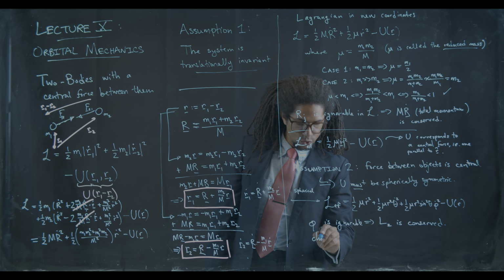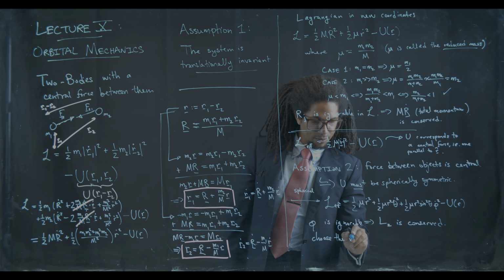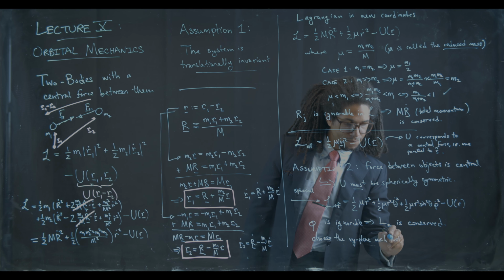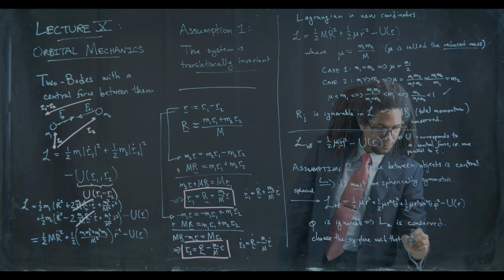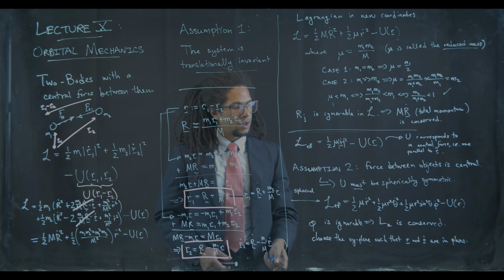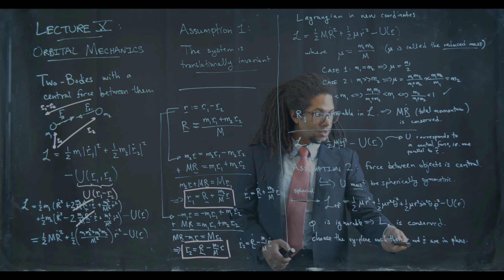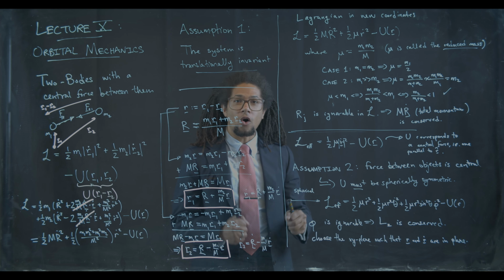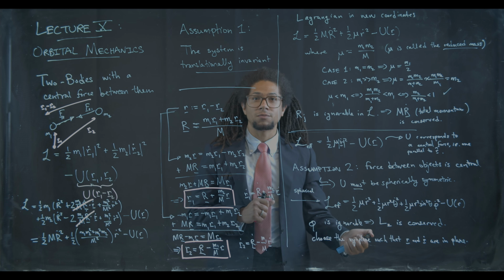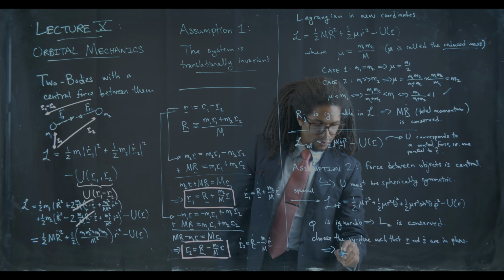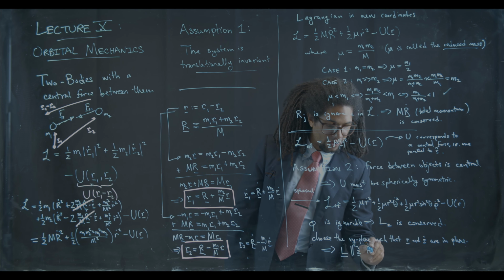So choose the xy plane such that r and r dot are in plane. Now, since L_z is conserved, and now in this case, the entire angular momentum vector points in the z direction, we know that at all points in the future, the angular momentum of this system will also point in the z direction. So this implies that L, the vector, is parallel to z hat for all time.